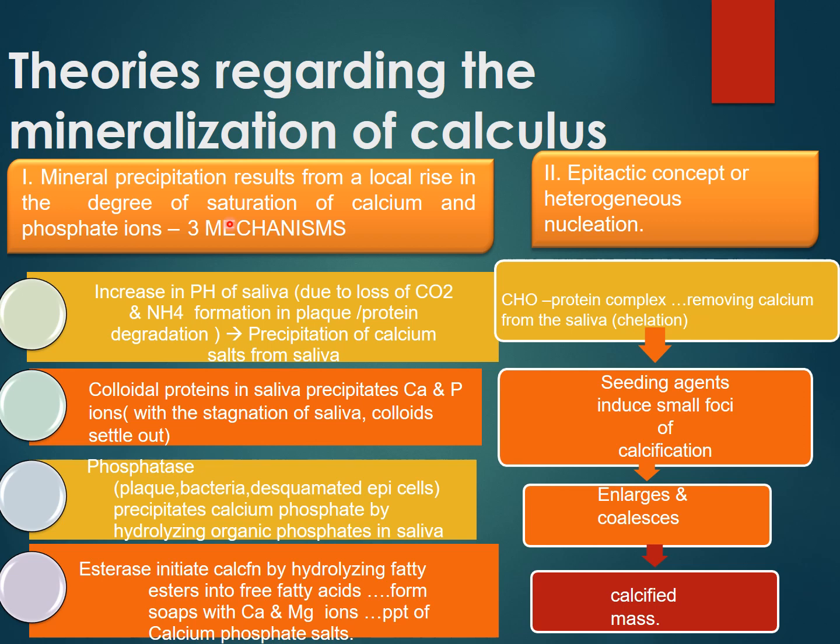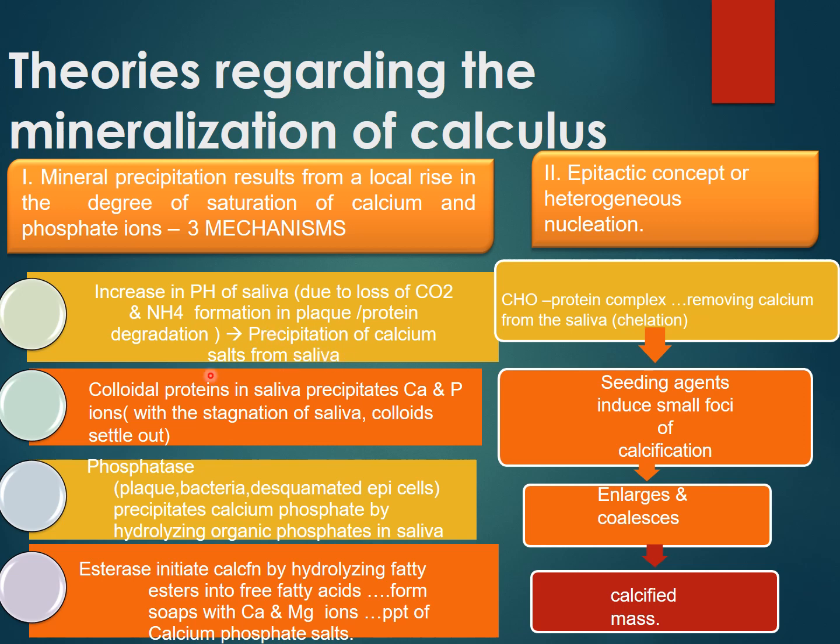That is mainly due to increase in pH of saliva, colloidal proteins in saliva, and also the enzymes present in saliva. The first one, increase in pH of saliva, happens with loss of carbon dioxide and ammonium formation in plaque or protein denaturation. What happens is there will be increased pH of saliva, which increases the precipitation of calcium salts from saliva. So that is the first mechanism.